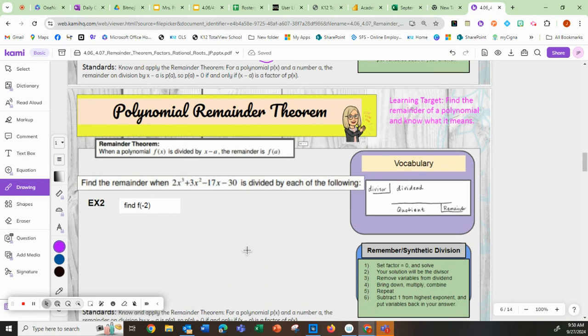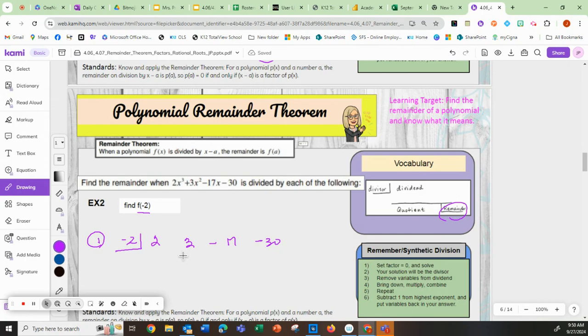In the next problem, the directions are exactly the same. Find the remainder when this polynomial is divided by each of the following, but this time they don't give you a factor. So they don't give you x plus a number or x minus a number. They write the problem with f of negative 2. So when they do that, negative 2 is what you're dividing by. And then you use your 2, your 3, your negative 17, and your negative 30.